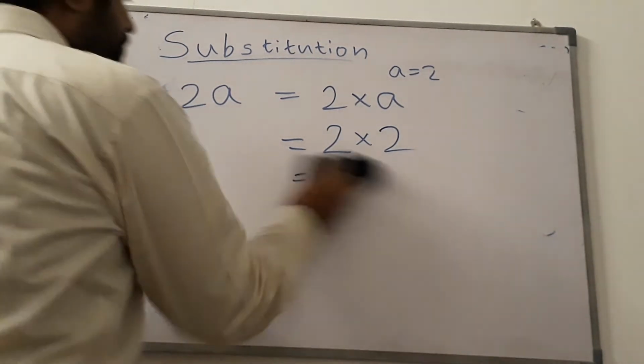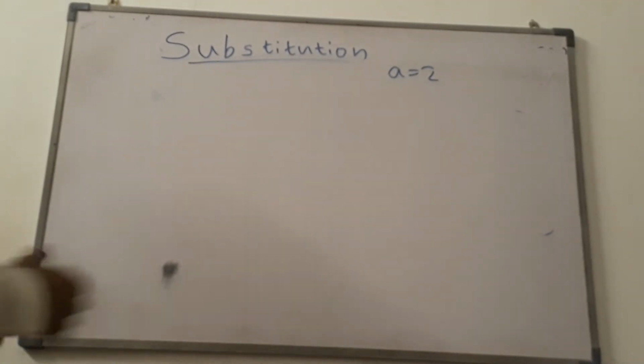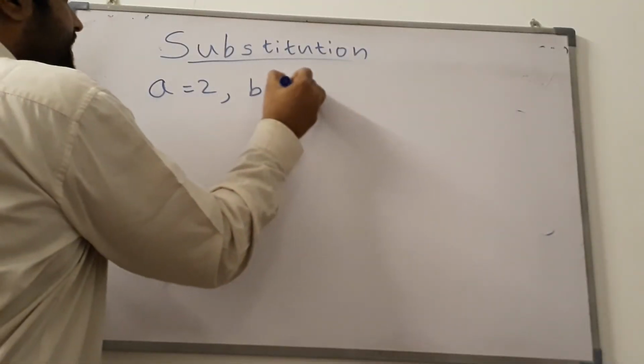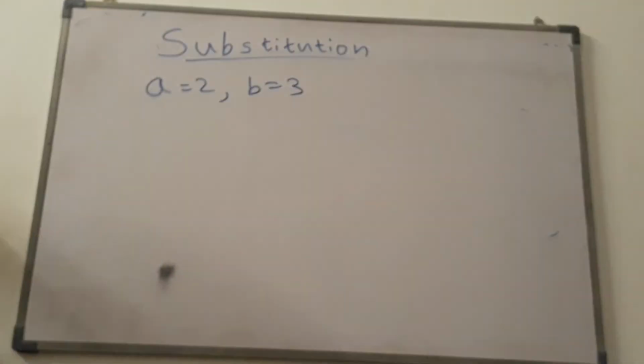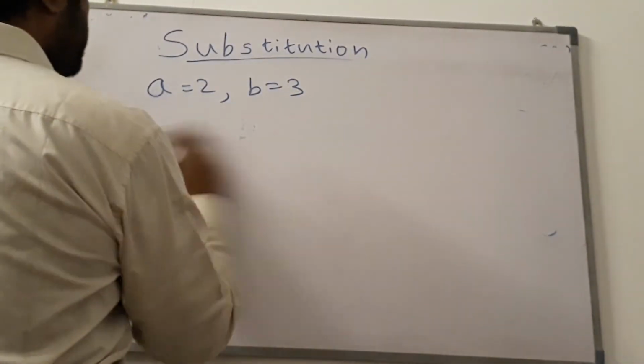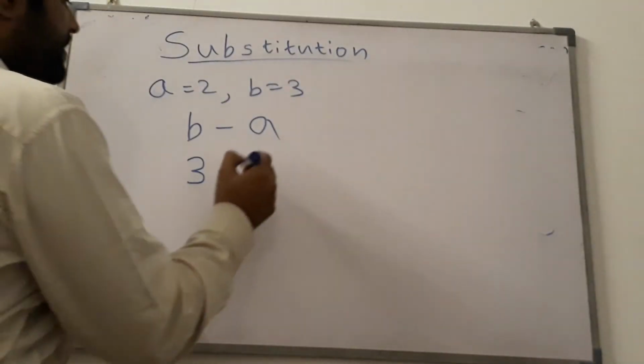Suppose a is 2 and b is 3, and it is given 2a minus b, or suppose b minus a. Here what we have to do is substitute values. B means 3, so we can write 3 instead of b. A means 2, so we can write 2 instead of a. So the answer is what?